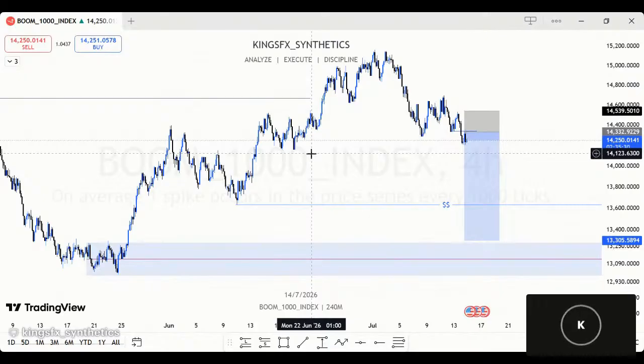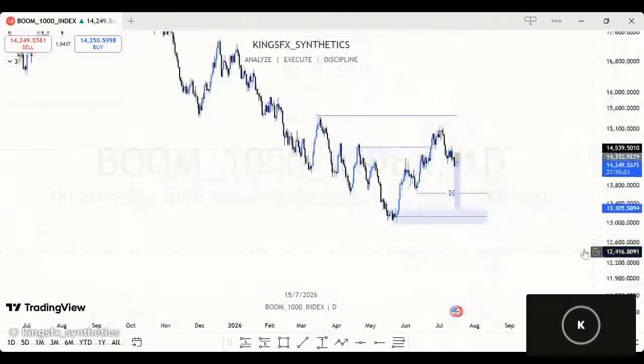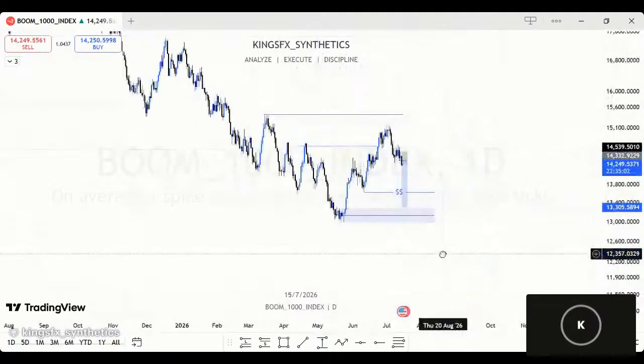So basically, this is what we have here currently. Now, the entire view of this chart started from the 1 day, D1. Now, we need to understand the order flow of price.